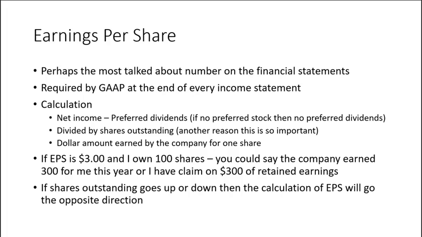Basically, it's a measure of the dollar amount earned by the company for one share. So if the earnings per share is $3 and I own 100 shares, you could say the company earned $300 for me this year. So I have a claim on $300 of retained earnings for this year, plus any retained earnings from previous years. If my shares outstanding goes up or down, this calculation of earnings per share will go the opposite direction. The more shares outstanding, the lower earnings per share goes, because remember, it's on the bottom of our fraction or our ratio. We're dividing by the shares outstanding.